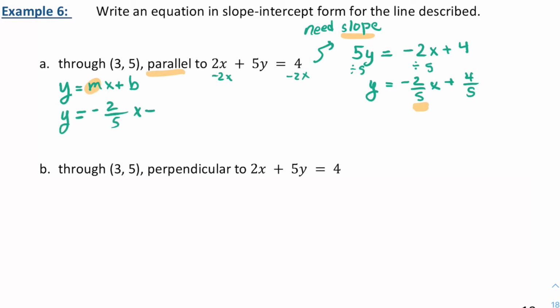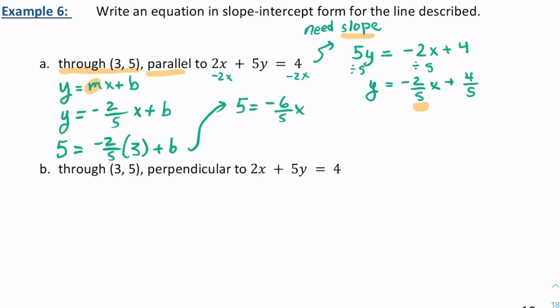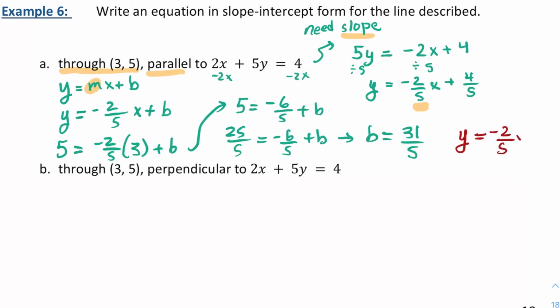Now, just like I've been doing all along, I need my y-intercept, so I'm going to plug in my x and y values and solve for b, which gives you 5 = -2/5 times 3 + b. Multiply those together, get a common denominator, add 6/5 to both sides, and you end up with 31/5 for your y-intercept. So y = -2/5 x + 31/5.